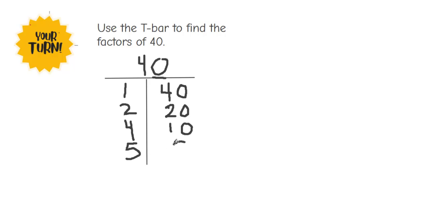Now here we go again. We've got a low number. Let's try 6. No. 7. No. 8. Yes. So we stop. We don't have to keep going through all those numbers because they would have popped up with the numbers on the left. We are done finding the factors of 40.